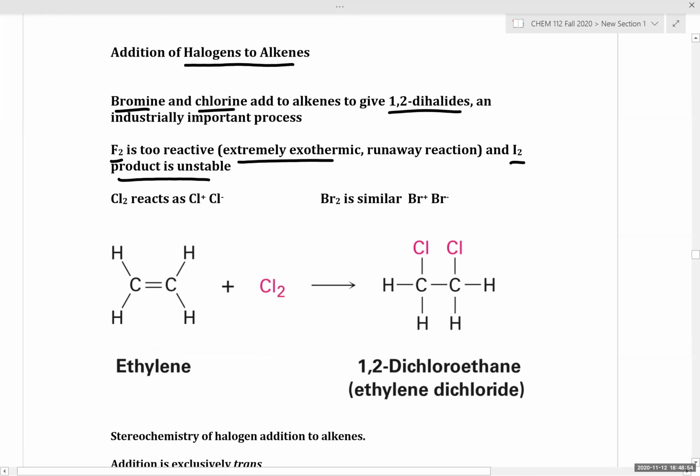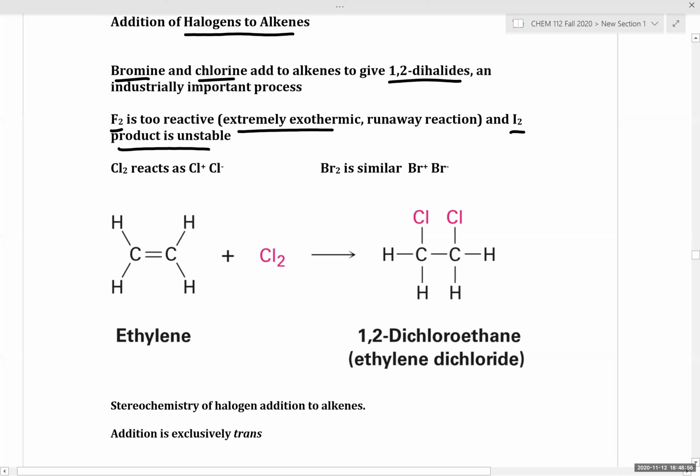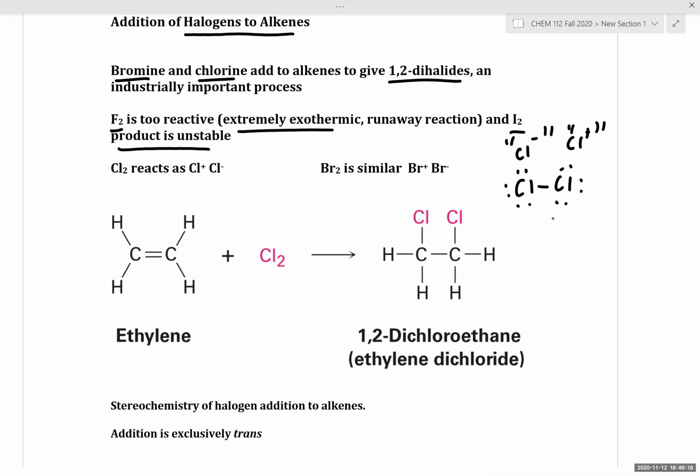When you think about chlorine and bromine, it's best to break it into a quote unquote Cl plus portion and a Cl minus portion, where one of our chlorine atoms is functioning as an electrophile, while the other chlorine atom is functioning as a nucleophile.